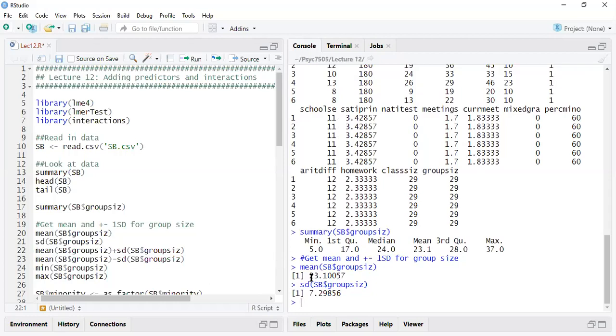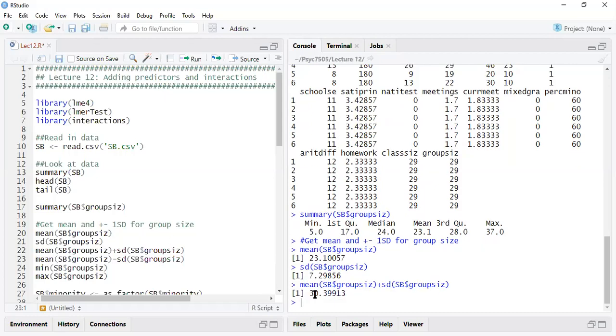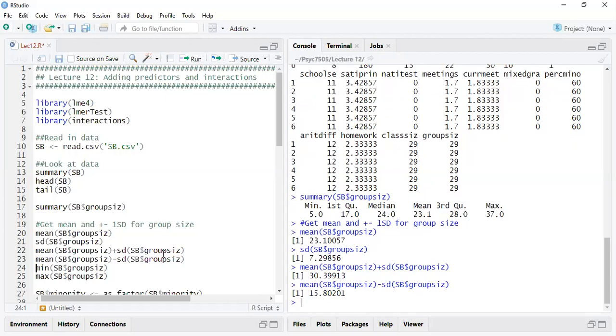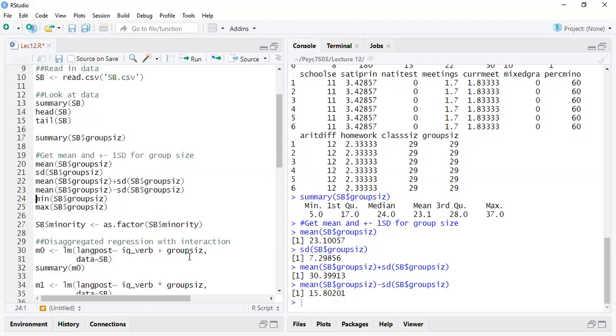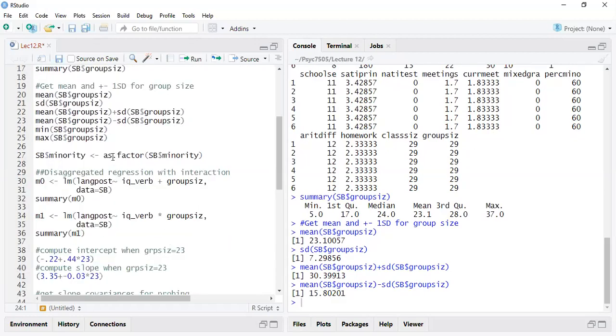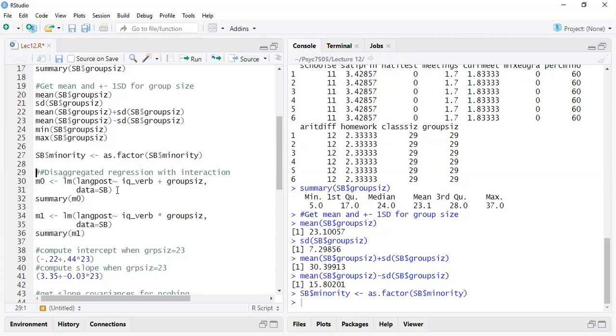So if we wanted to plot and probe our interactions at the mean and plus or minus 1 standard deviation, the mean plus 1 standard deviation is 30.39. The mean minus 1 standard deviation is 15.80. And I don't know why I have this in the code, setting minority to a factor variable. I'll do it, but I don't think we're going to use it in this code.